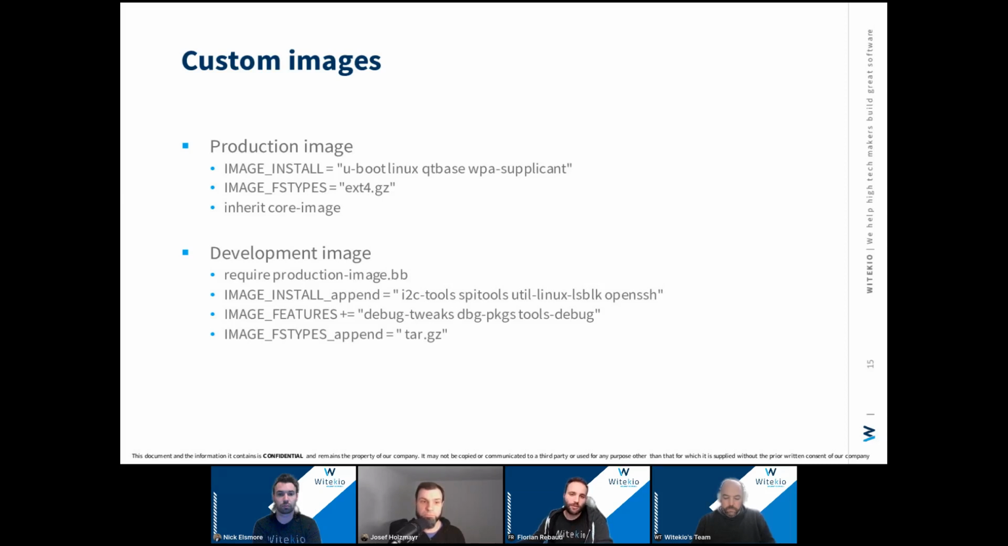And then in your development image, you're going to want it to be based on your production image and then add a few features to it. For example, debug-tweaks are going to improve things, like for example, remove the root password, which is convenient when you're developing. You might want to use lsblk. That's not needed in the production image, but good for debugging. Same for OpenSSH. And you might also want to build it as a tar.gz for debugging purposes.